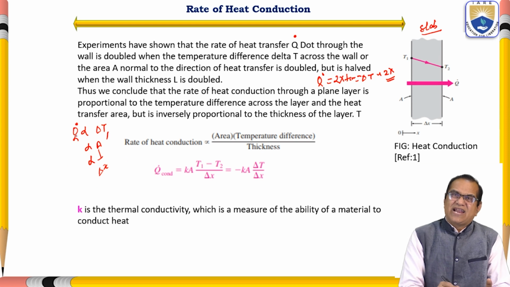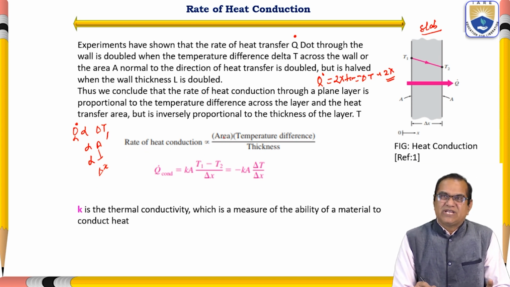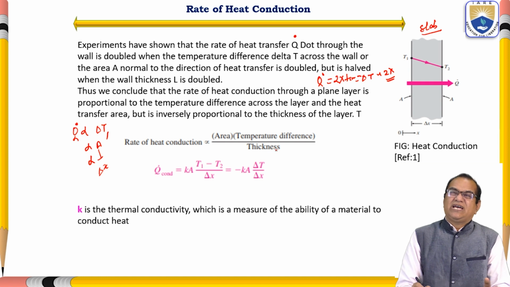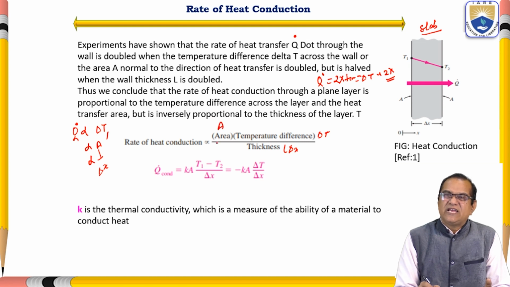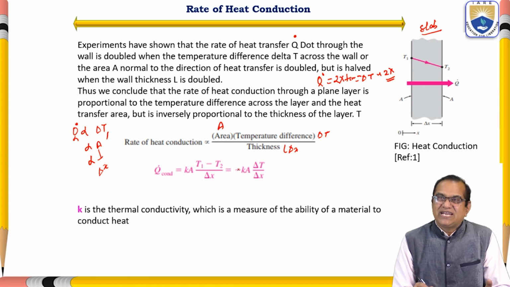So this we can write, rate of heat conduction is directly proportional to the area A, temperature difference delta T, and it is inversely proportional to the thickness. So here thickness is delta X, this is the delta T, and this area is A. So we can write that Q dot of conduction is equal to KA (T1 minus T2) by delta X. We can also write that minus KA delta T by delta X.